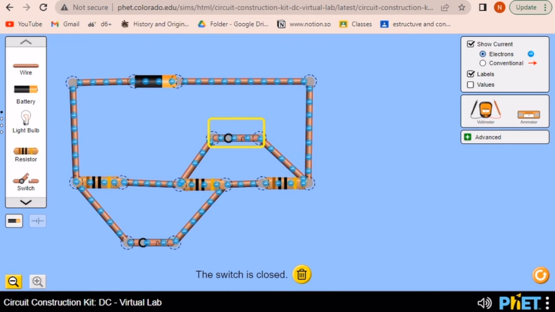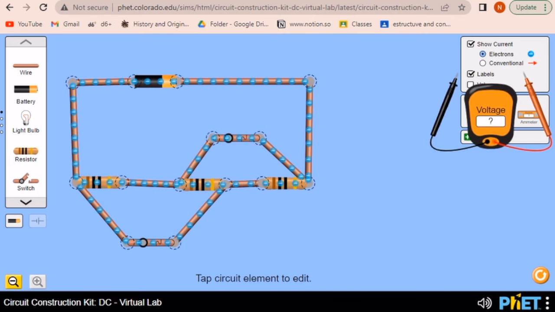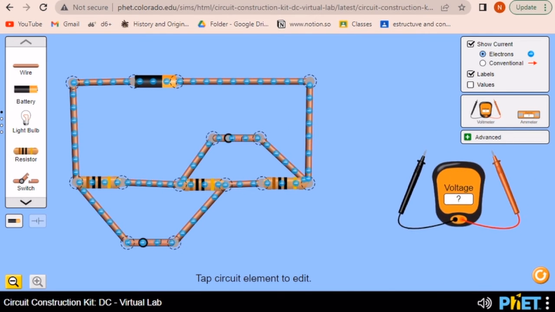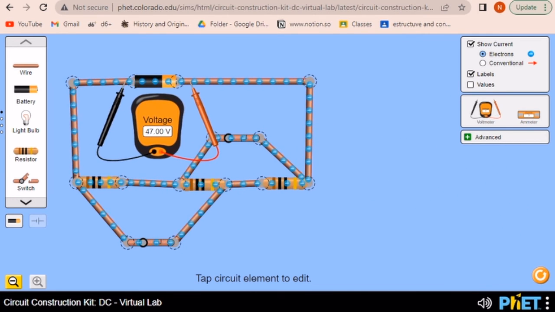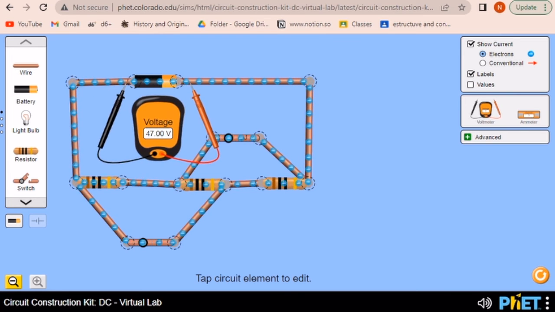Well, now we see that the current flows everywhere. Okay, and this can be a bit confusing. So yes, the values in this FET simulation are not the same as in your circuit, but let's use a voltmeter to determine what is happening. If we place the voltmeter across the battery, we see a potential difference of 47 volts for this specific circuit.